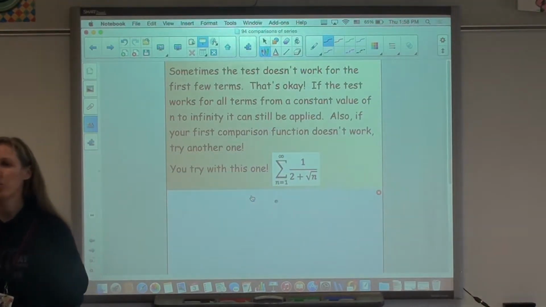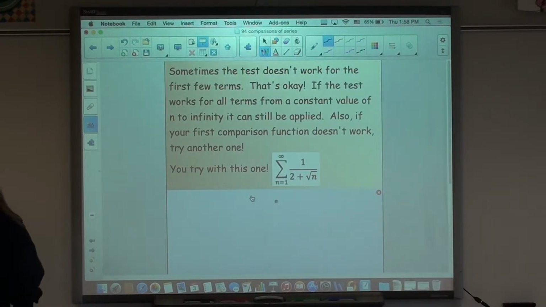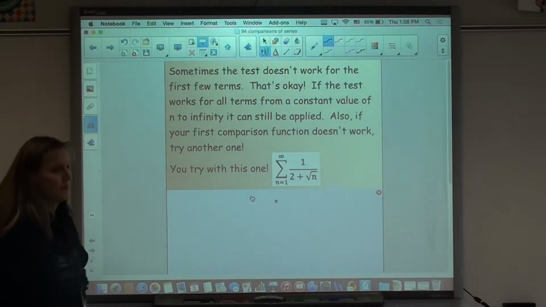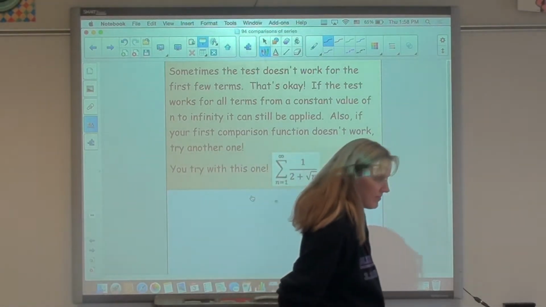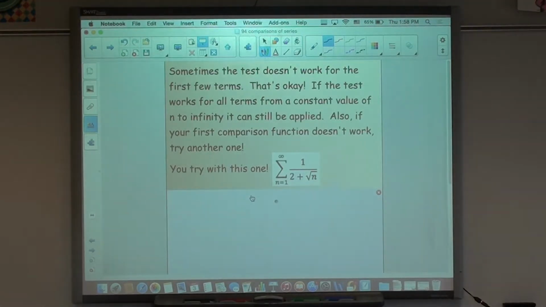I want you to take 1 minute, pick a function that you think would be a good one to compare this with, and check. Use the direct comparison test and see what happens. It doesn't work. You already know what's going to happen, but let's just do it. Take a second and do it. 1 over n will diverge. But it's smaller, so it tells you nothing. Yes, it just doesn't work. The mental process of the test helps you learn the test better.